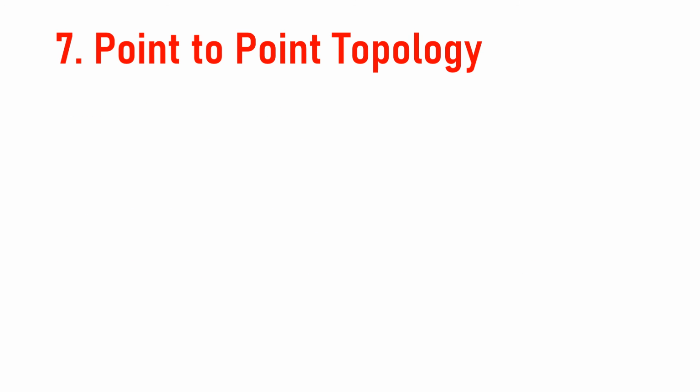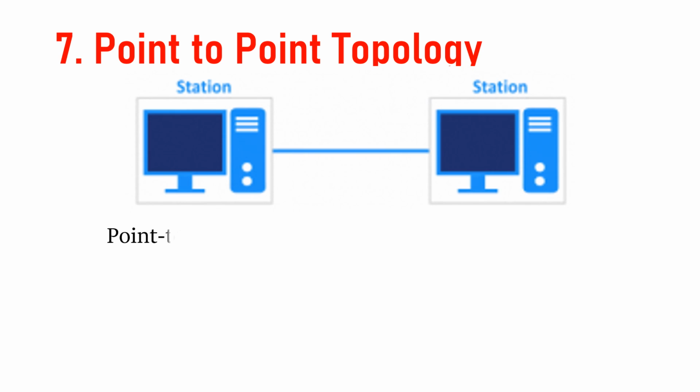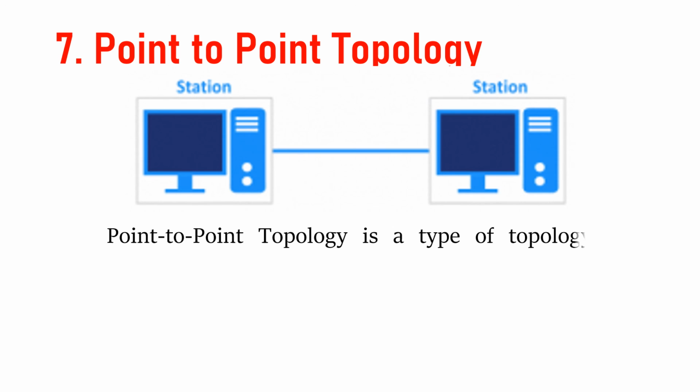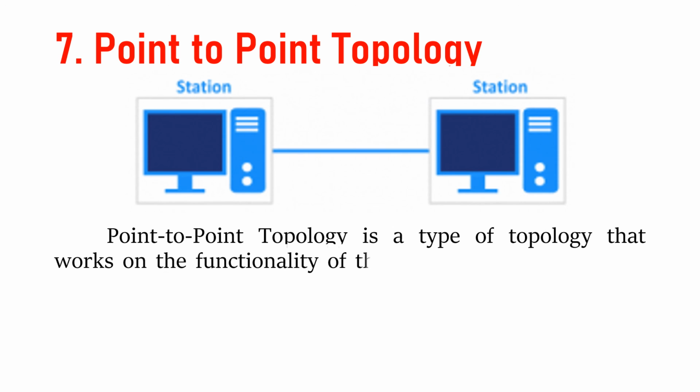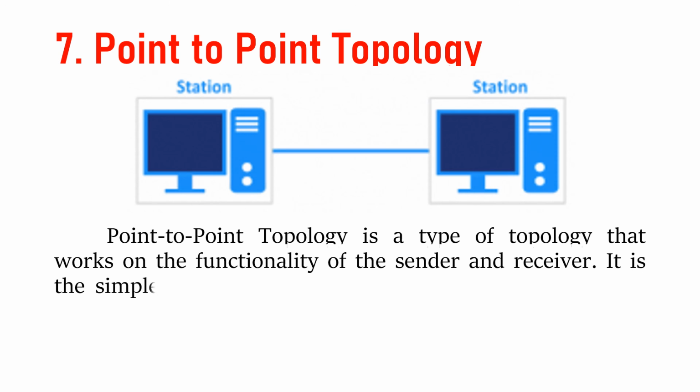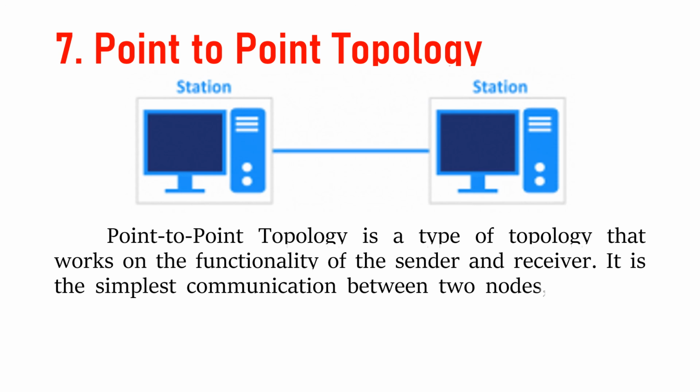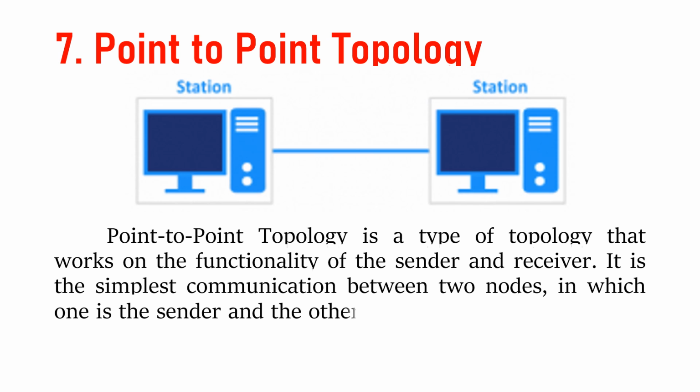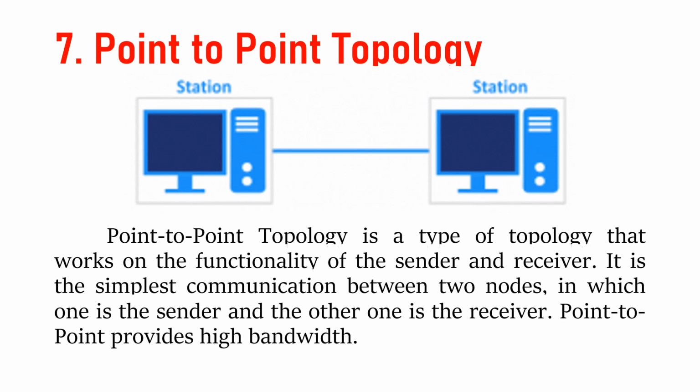Last one is point-to-point topology. Point-to-point topology is a type of topology that works on the functionality of the sender and receiver. It is the simplest communication between two nodes, in which one is the sender and the other one is the receiver. Point-to-point provides high bandwidth.